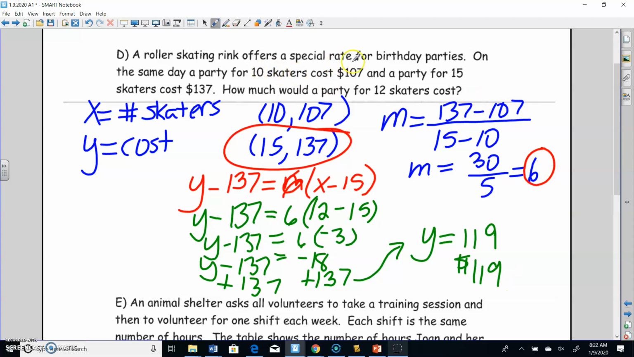We have 10 skaters. It costs $107. So should 12 be more? Yeah, should be. I would think. For 15, it costs 137. So should 12 be less than 15? Yeah, and it is. So I'm thinking we did okay. Anybody notice any errors that I made? Okay, so $119. Very good.